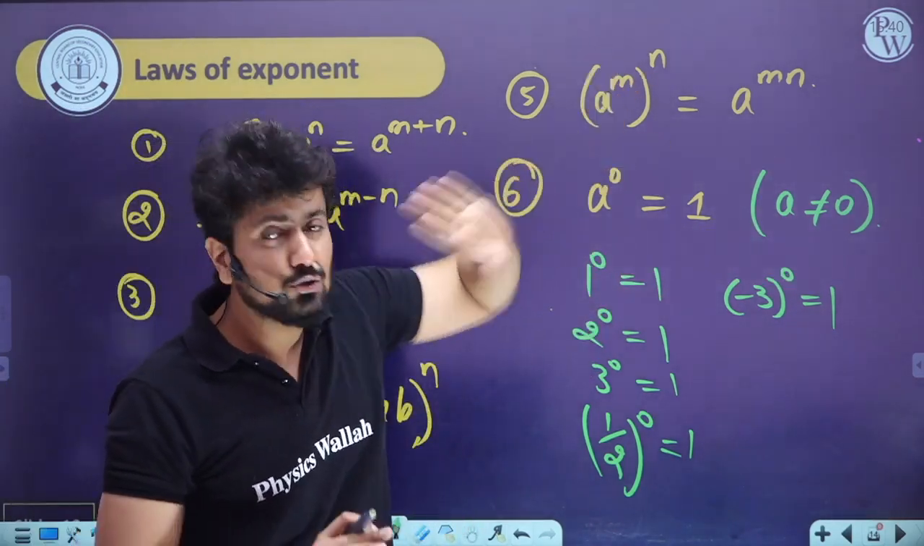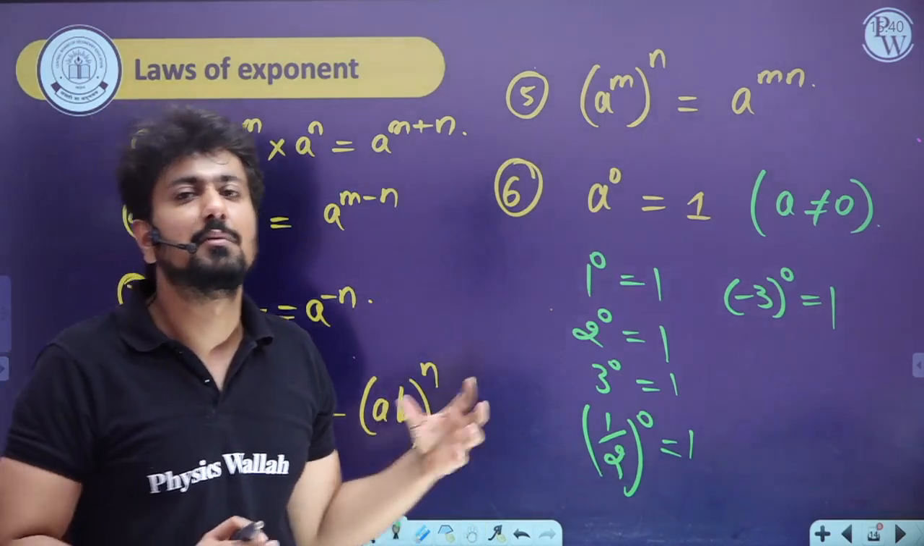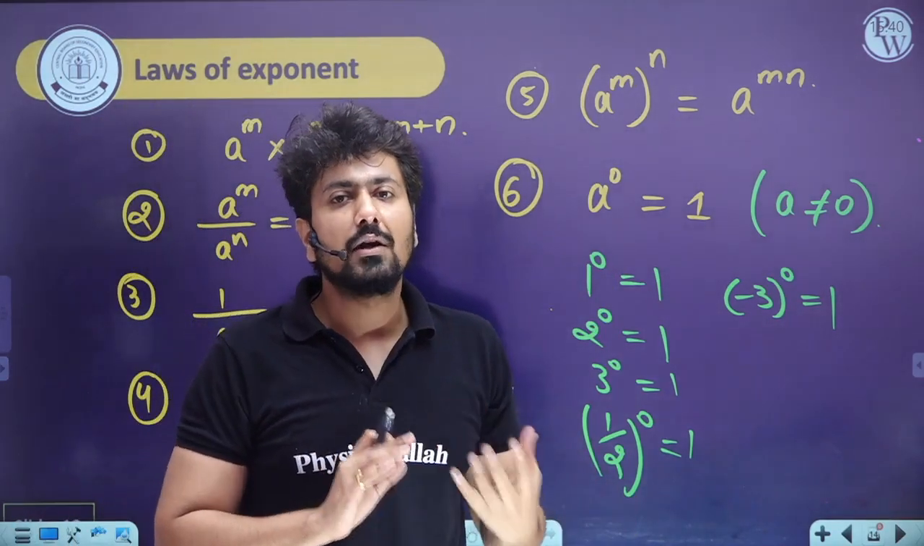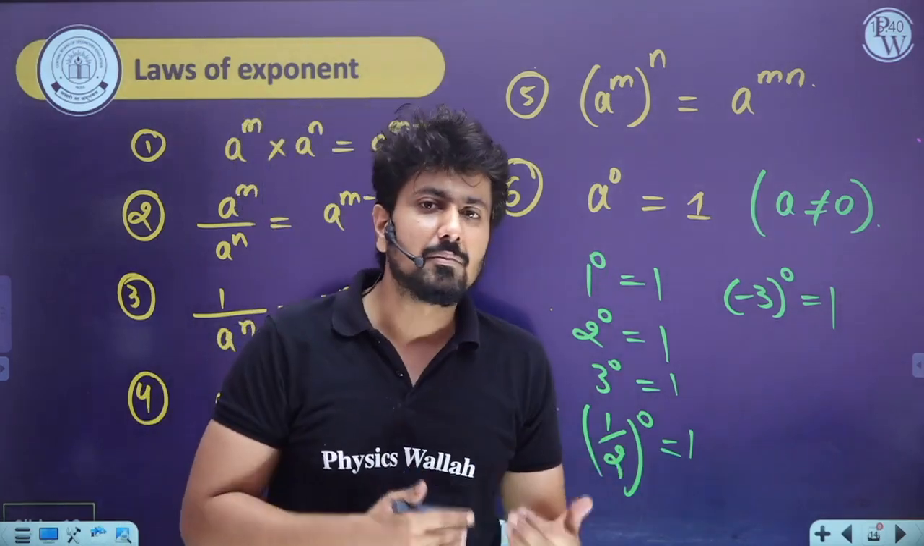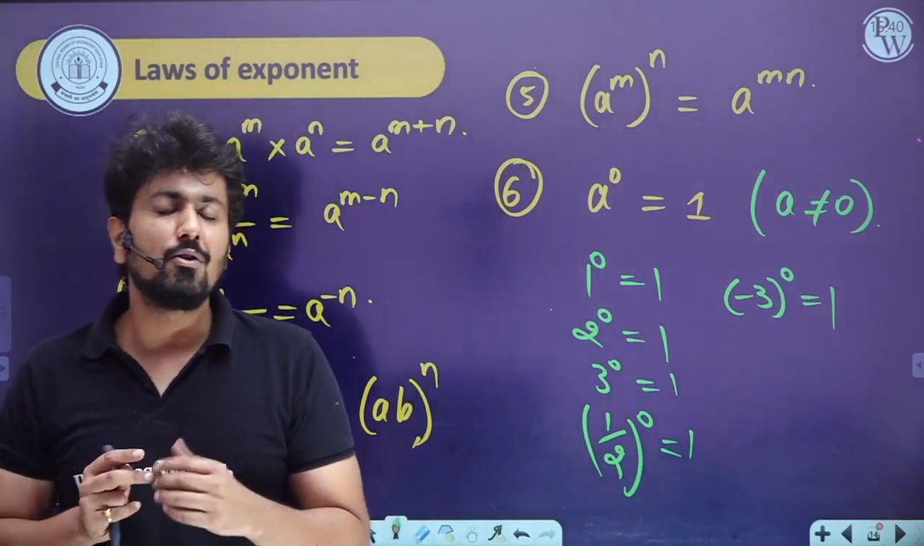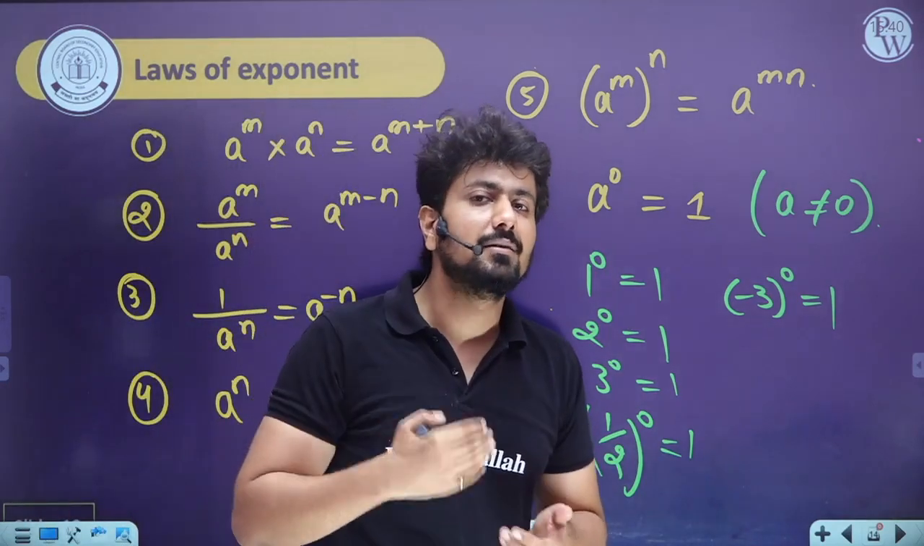Because 0 raised to the power 0 is indeterminate form. That is not defined. 0 raised to the power 0 is not defined. It is indeterminate form. We are going to be learning about this form later on in the chapter limits.